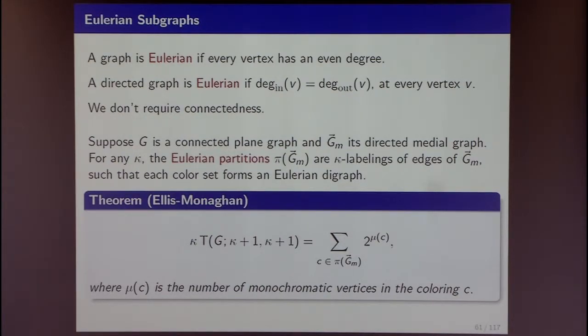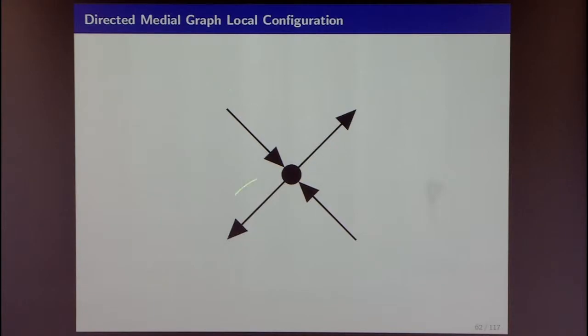Okay? And with various factors, and this is 2 to the number of monochromatic vertices. So let's think a little bit about what the directed medial graph locally must look like. It must look like this, because this was the original edge, basically. Okay? So you come in, go out, come in, go out. Cyclically, it must be in, out, in, out.